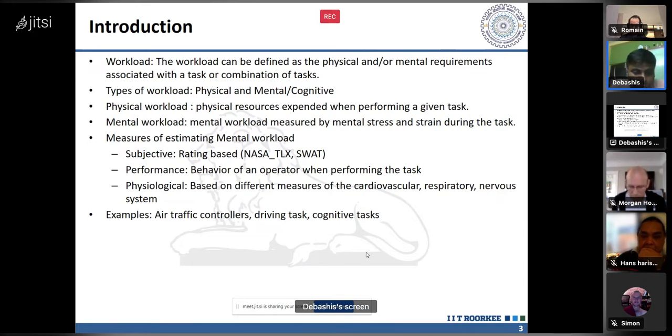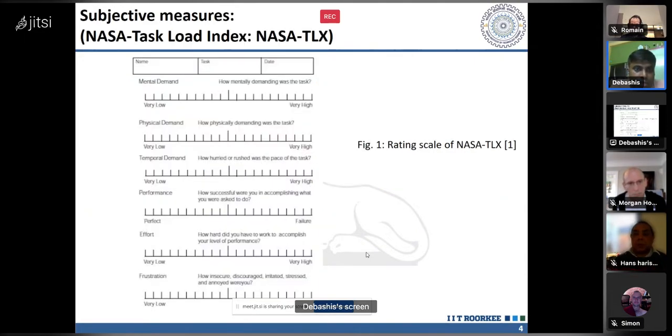Based on physiological measures like cardiovascular measures, respiratory measures, and nervous system measures, we evaluate the mental workload of a participant. There are different types of EEG-based applications, like air traffic controllers, driving tasks, situation awareness, n-back tasks, mental arithmetic tasks, and digit span tasks. So multiple tasks are there in the recent research area. Workload estimation is a very good topic in EEG applications right now.